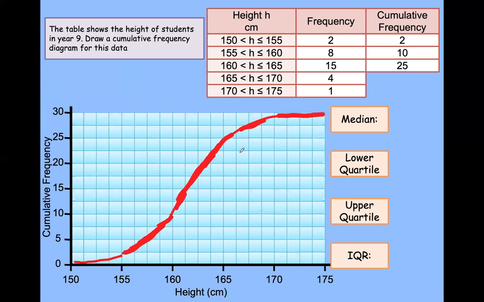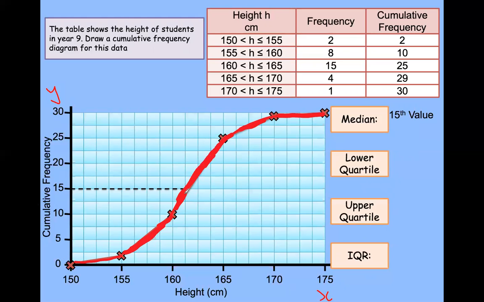Okay, and now we are going to find the median. As I said, the median is n divided by 2, so the 15th value is going to be the median. We draw a vertical line from the 15th on the y-axis, and from this point we draw another vertical line to the x-axis, or the upper value axis. This is where the 15th value is. The 15th value is actually 162 centimeters. That is the median.